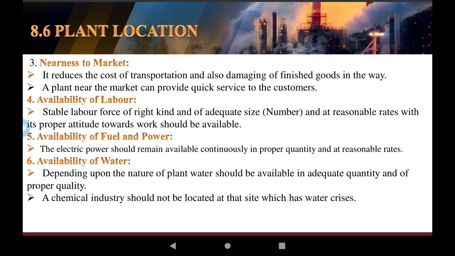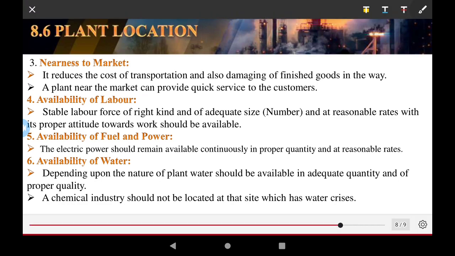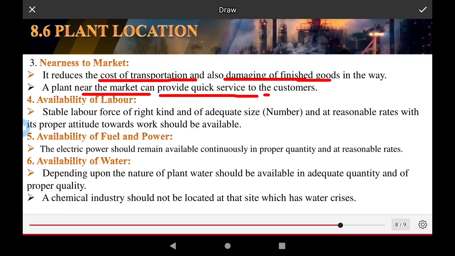Plant location continued. The nearness of the market. The plant is suitable near the market. The transportation of goods is reduced in cost, and nearness of the market reduces the cost of transportation and also damage to the finished goods. A plant near the market provides quick service to the customer.